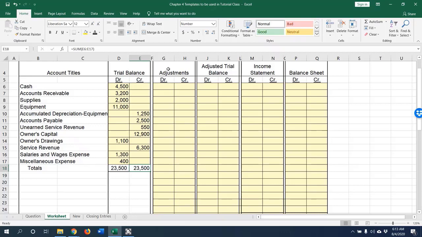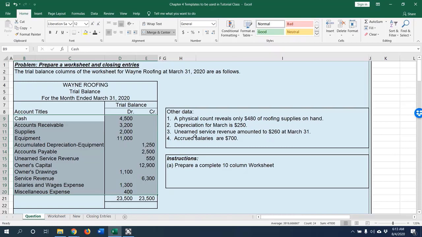Now the next part, the adjustment. In this part, we have to input the adjusting entries. Here we are given other data related to adjusting entries. We will not prepare the adjusting entries in a separate journal book or something like that. We can do it on the worksheet itself. So let's start.